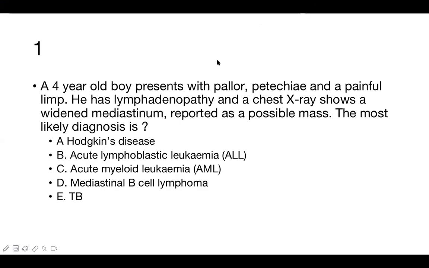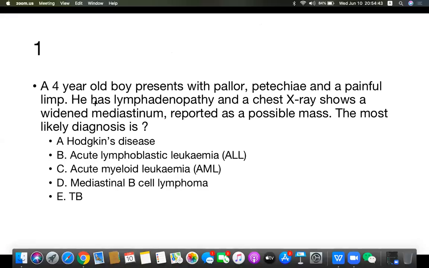This is a 4-year-old boy who presents with, let me underline, 4-year-old. This age is very important here. He presents with pallor, that is anemia, fatigue, probably because of thrombocytopenia, and painful limp. Now this painful limp, in this case, may be because of arthritis or osteomyelitis or some bone infection. He has lymphadenopathy as well, and the chest X-ray shows a widened mediastinum reported as a possible mass. So probably mediastinal lymphadenopathy is also there.